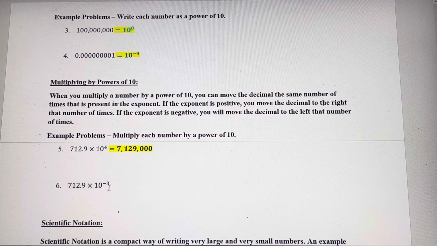Last one, I'm using the same number here. Notice we've got a negative exponent here with the 10, so I'm going to move my decimal to the left 3 times. So move it once, move it twice, move it a third time. It goes right in front of that 7. So 712.9 times 10 to the -3 is 0.7129. That's a real quick introduction to powers of 10 and how we use them. And then we're going to apply this when we go over scientific notation next.